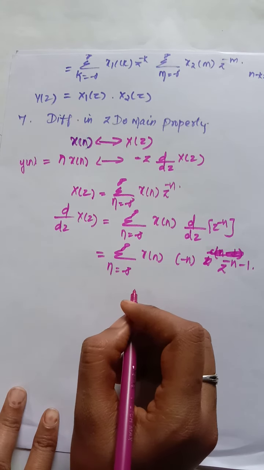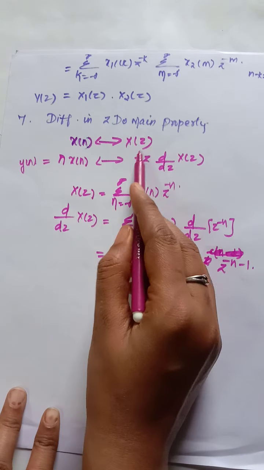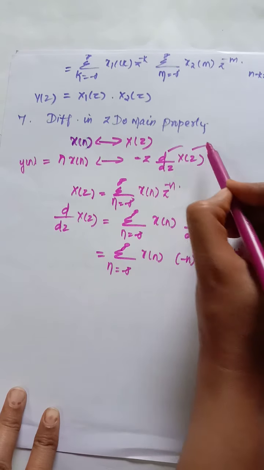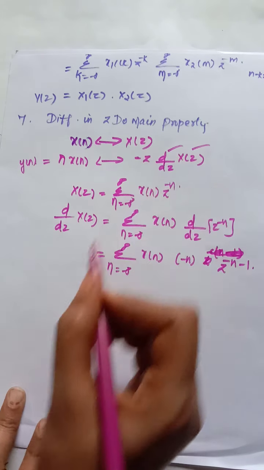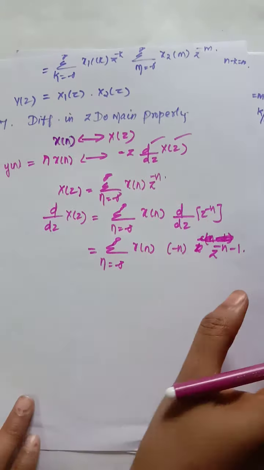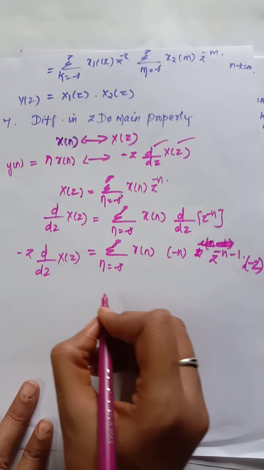And another thing is, here I need to simplify this term. I have done d by dz X of z. Now I am going to multiply by minus z. So what I will get is minus z d by dz of X of z. So I will get a term minus z, here into minus z, I will get it.